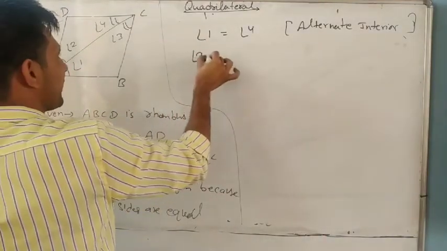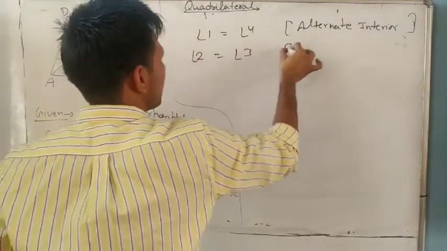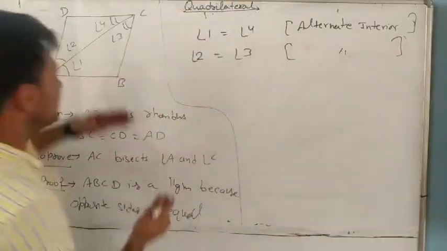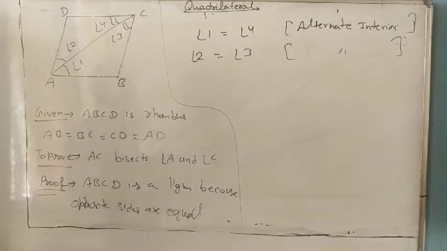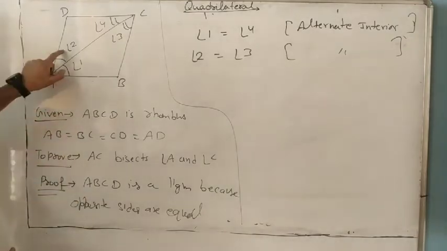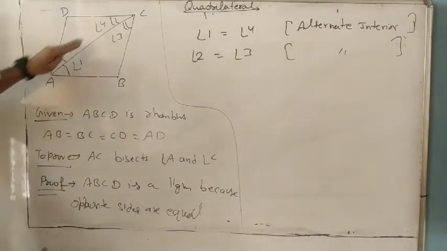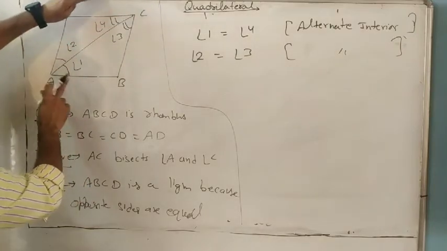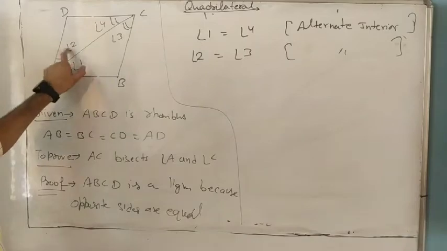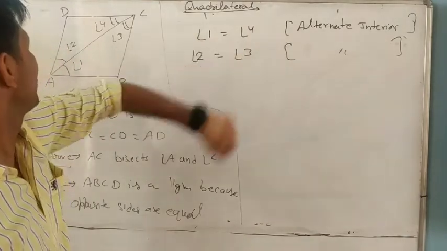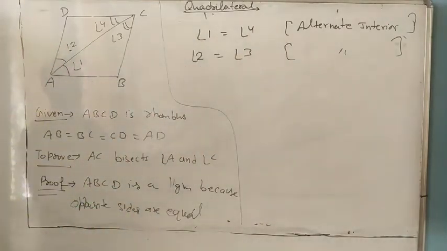Next, angle 2 equals angle 3. Why? Alternate interior angles, same as before, because it is already a parallelogram. We want to prove that angle 1 equals angle 2, because AC bisects angle A. Bisecting A means angle 1 equals angle 2. But we already proved that angle 1 equals angle 4. Understand?